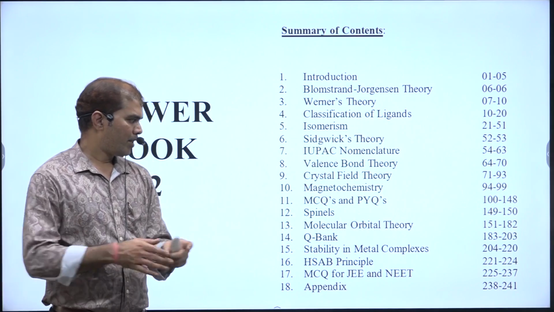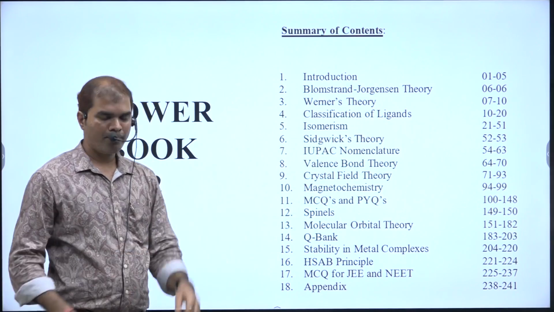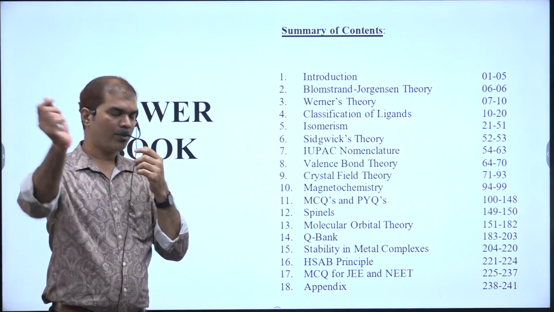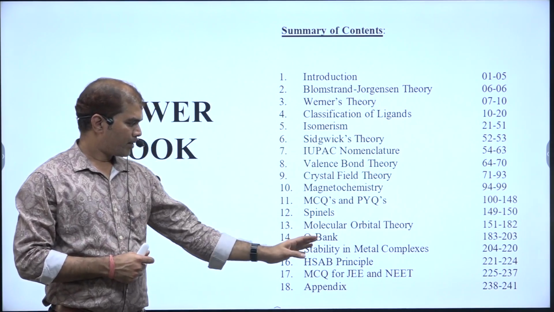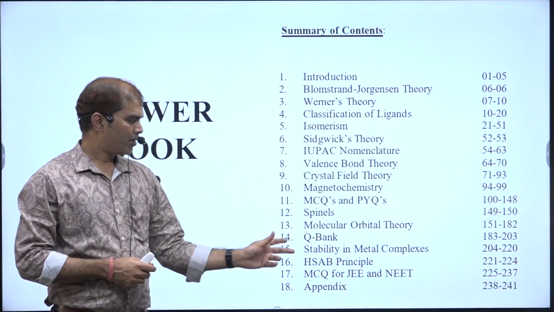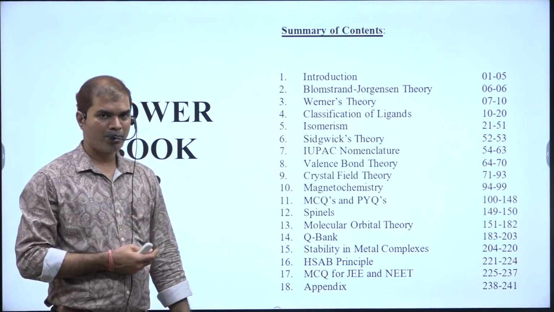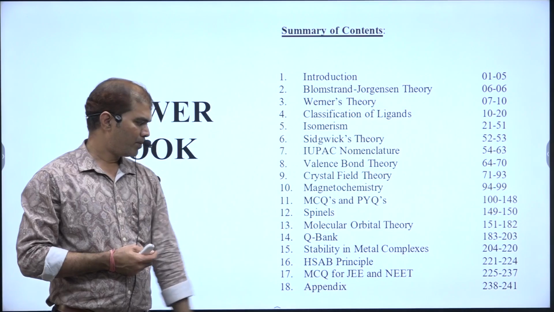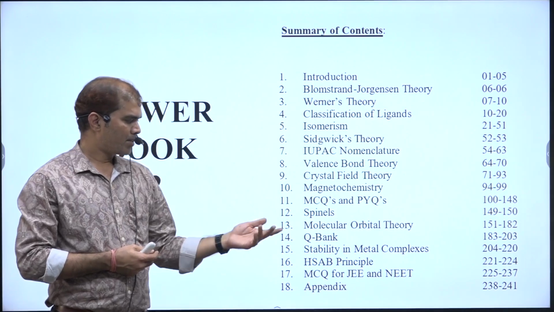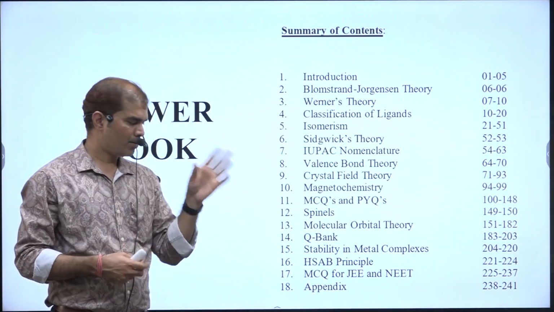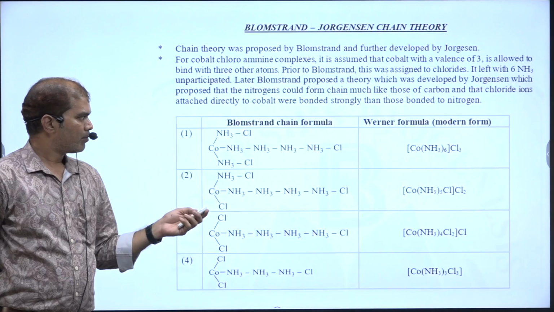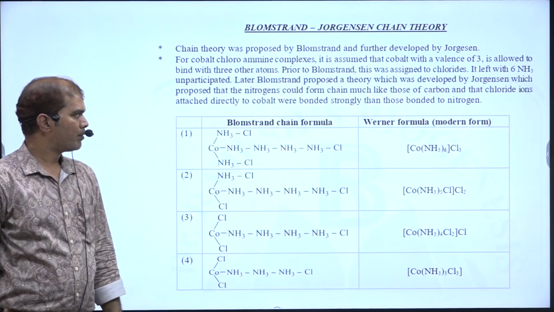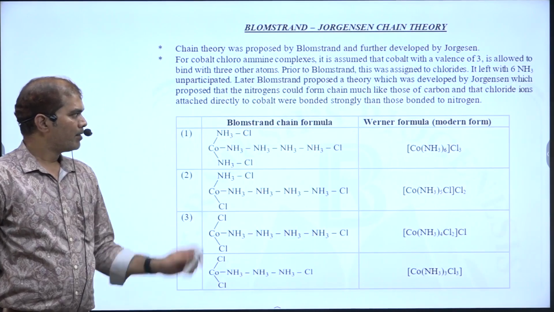Spinels have also been included. Along with that, molecular orbital theory is also given in this. And closing the coordination chemistry, stability in metal complexes along with the HSAB principle has also been discussed. At the end, I have given a few multiple choice questions that were asked in the previous JEE and NEET, and also some revision questions. Let us look at some slides of what you will be getting in this book, the second power book.